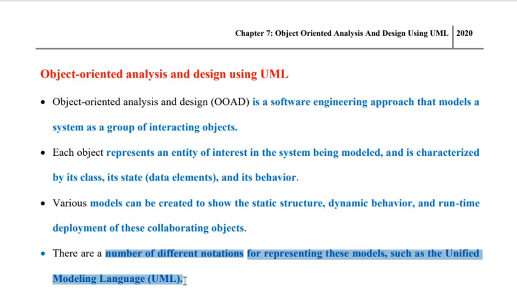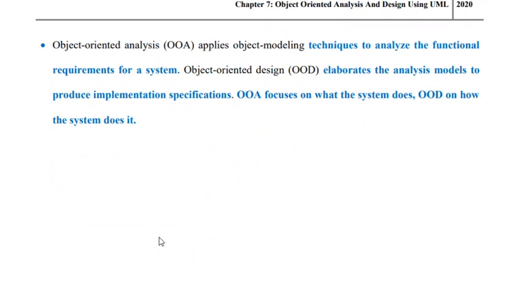So as of now, what we've learned is that in case of object-oriented analysis and design, system is perceived as a collection of interacting objects, where objects are representation of real-world entities, which are characterized by its class, attributes, and behaviors. Okay, there are different models that can be created. These are structural model, dynamic model, and runtime deployment model. So we'll be using UML as the basis for expressing these models.